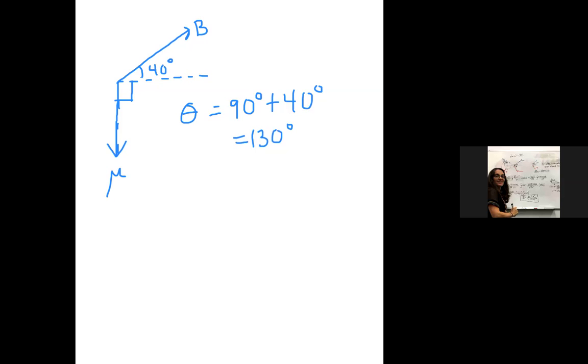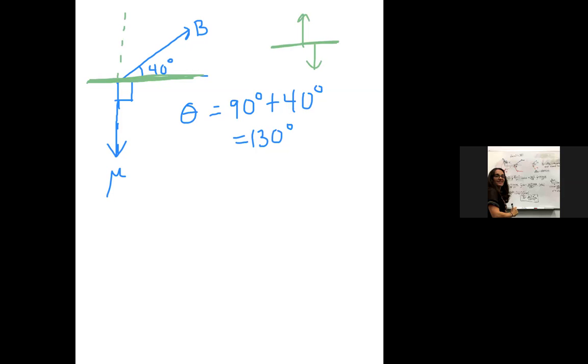Okay. So the loop itself is kind of flat right here. Right? So the magnetic moment is either going to point straight up or straight down. Those are our two options because the loop is flat. But the B field is offset. Okay. All right.